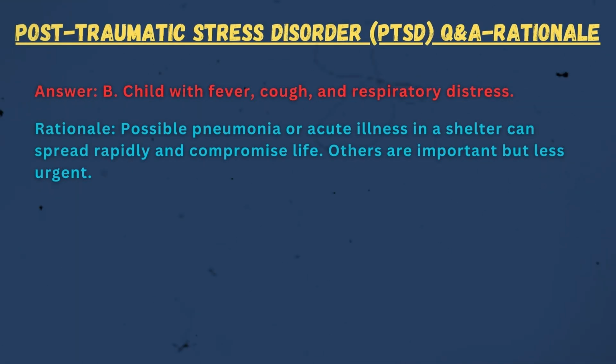Answer: B. Child with fever, cough, and respiratory distress. Rationale: possible pneumonia or acute illness in a shelter can spread rapidly and compromise life. Others are important but less urgent.